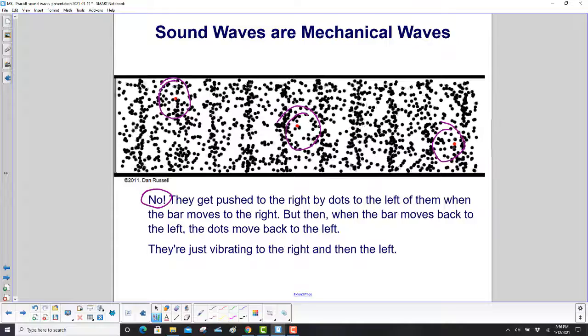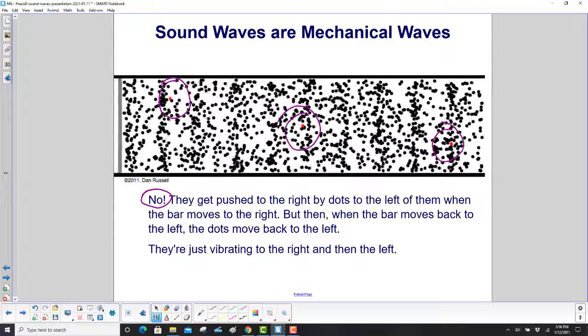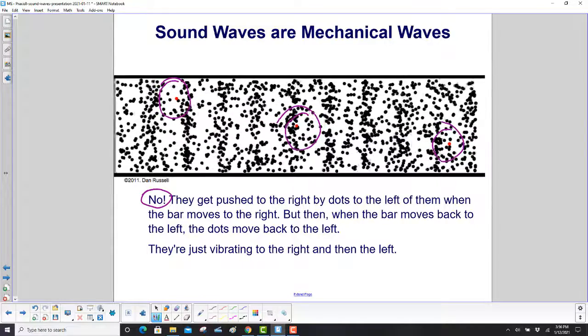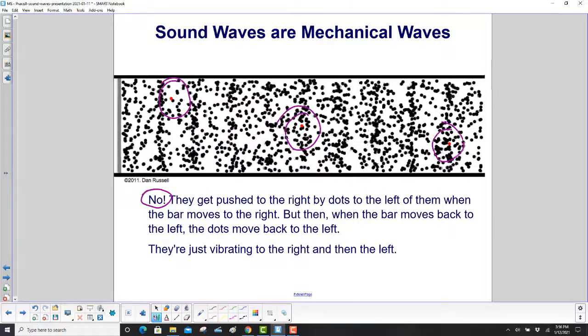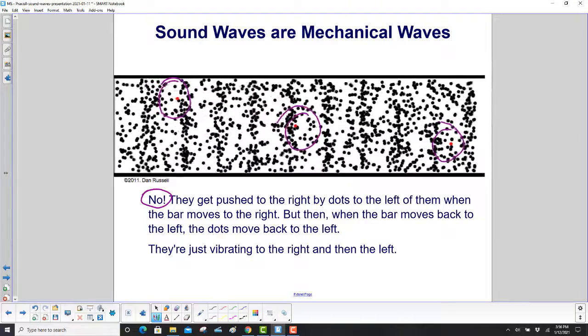No. The dots, and maybe the red dots if you can see them there, what happens? They get pushed to the right by dots to the left of them when the bar moves to the right. But then when the bar moves back to the left, the dots move back to the left. They're just vibrating to the right and then the left.